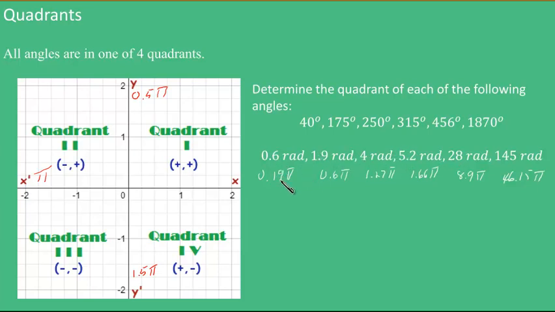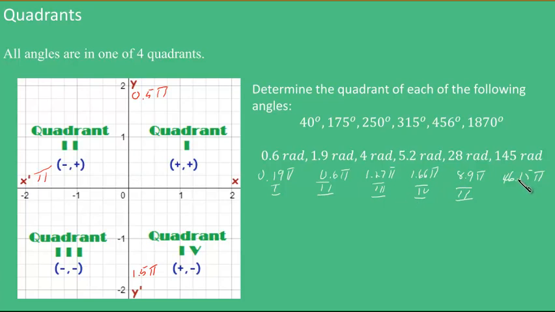So 0.19 pi obviously is going to be in the first quadrant because it's between 0 and 0.5 pi. 0.6 pi is between 0.5 pi and 1 pi, so it's going to be in the second quadrant. 1.27 pi is between 1 and 1.5, so that will be in the third quadrant. 1.66 pi is between 1.5 and 2, so this will be in the fourth quadrant. 8.9 pi, 8 pi represents a complete set of revolutions. Remember, every 2 pi is 1 revolution, so this is the same as 0.9 pi, and 0.9 pi is between 0.5 and 1, so that is in the second quadrant.